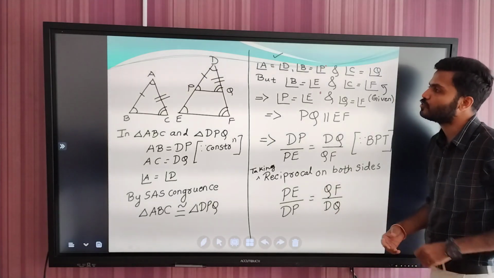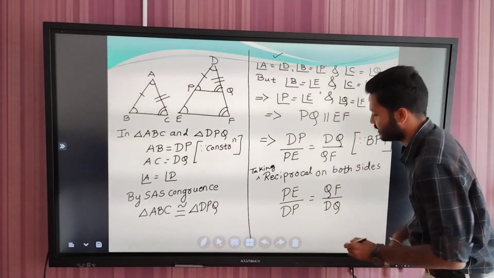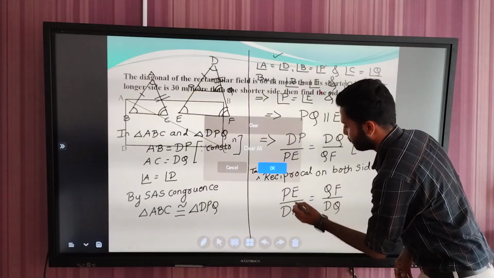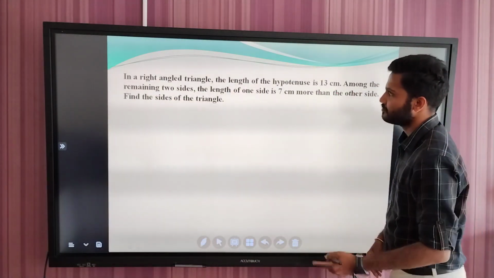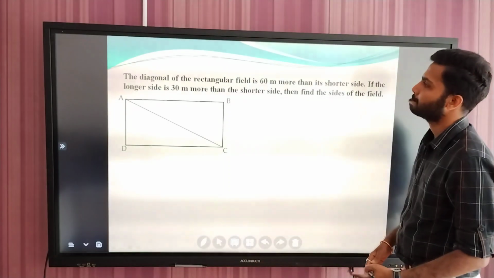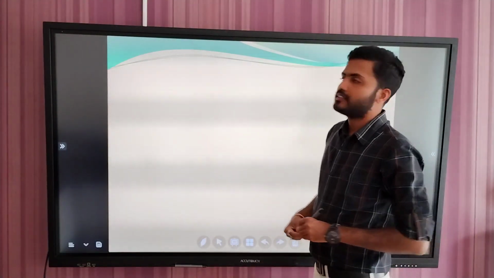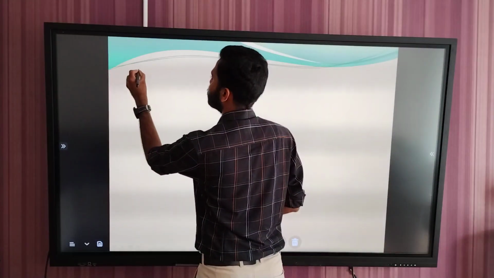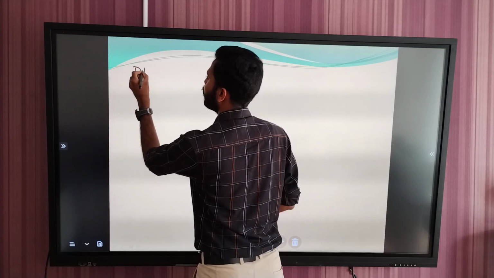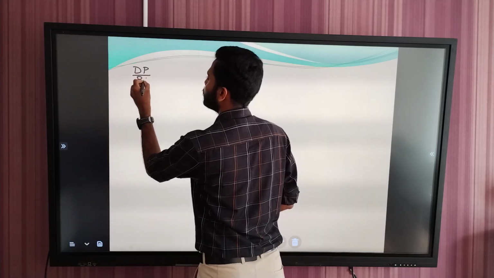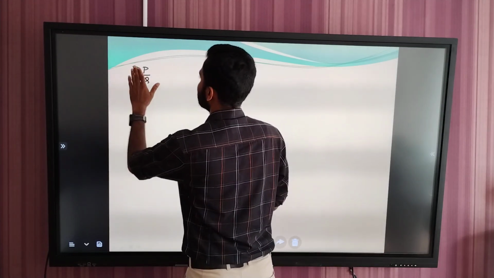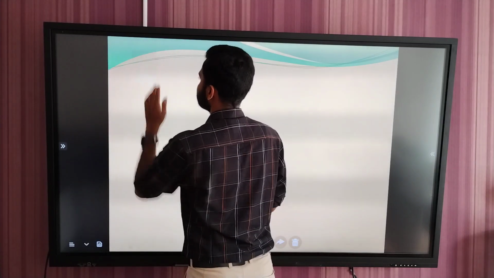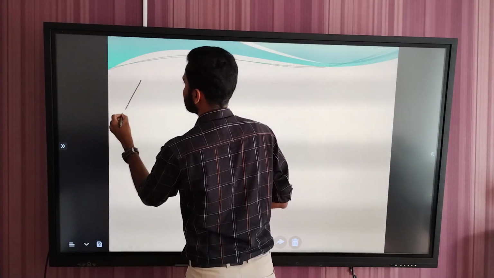So now let us move to the next part of this statement. All right, so far we have obtained DP upon PE. Okay, let me draw the triangle.